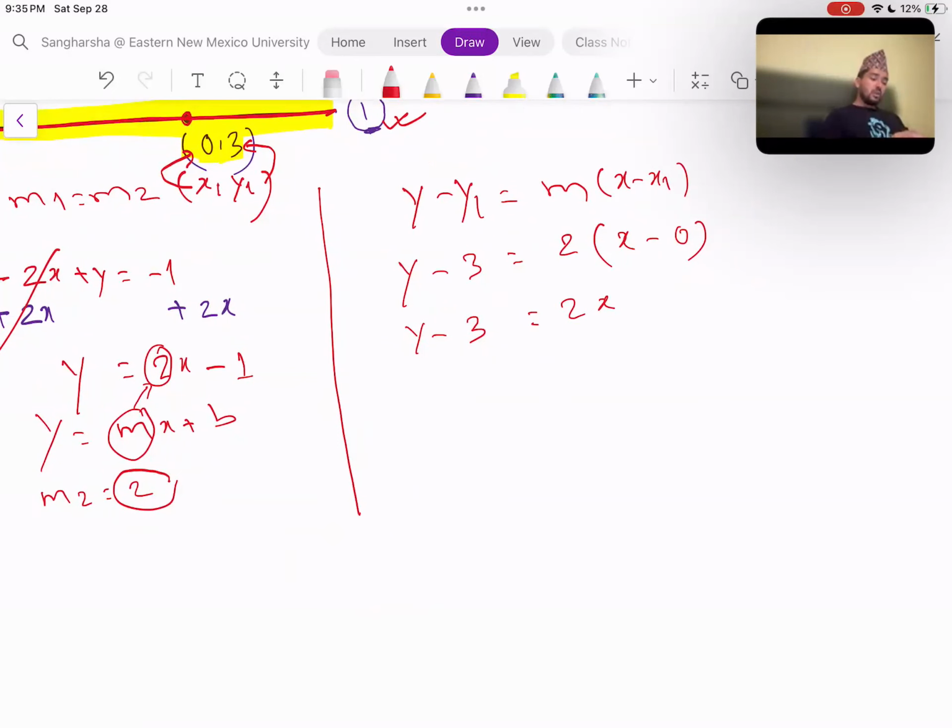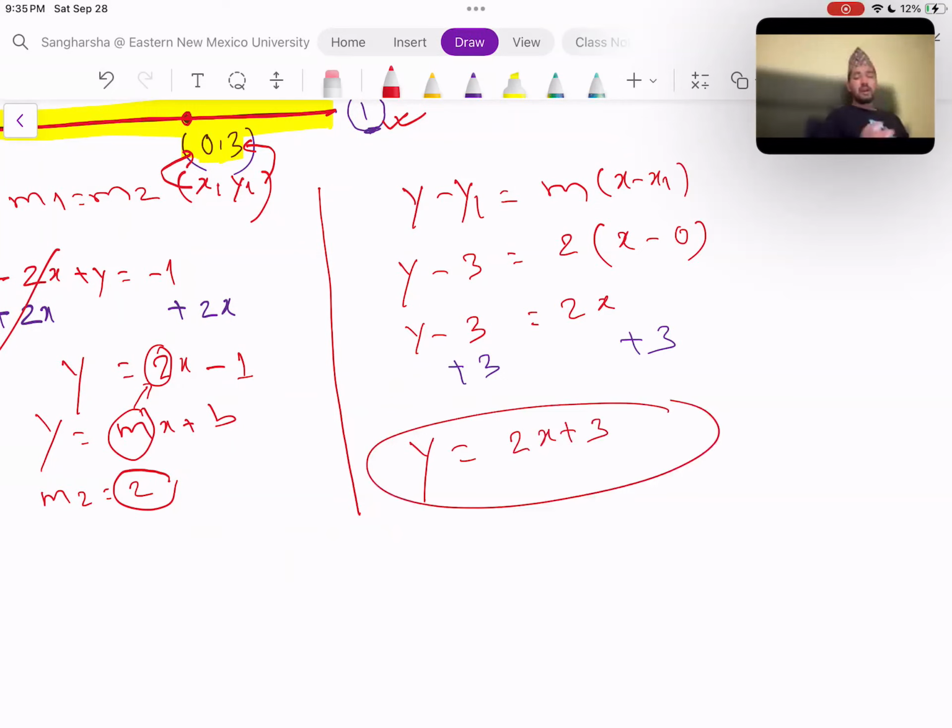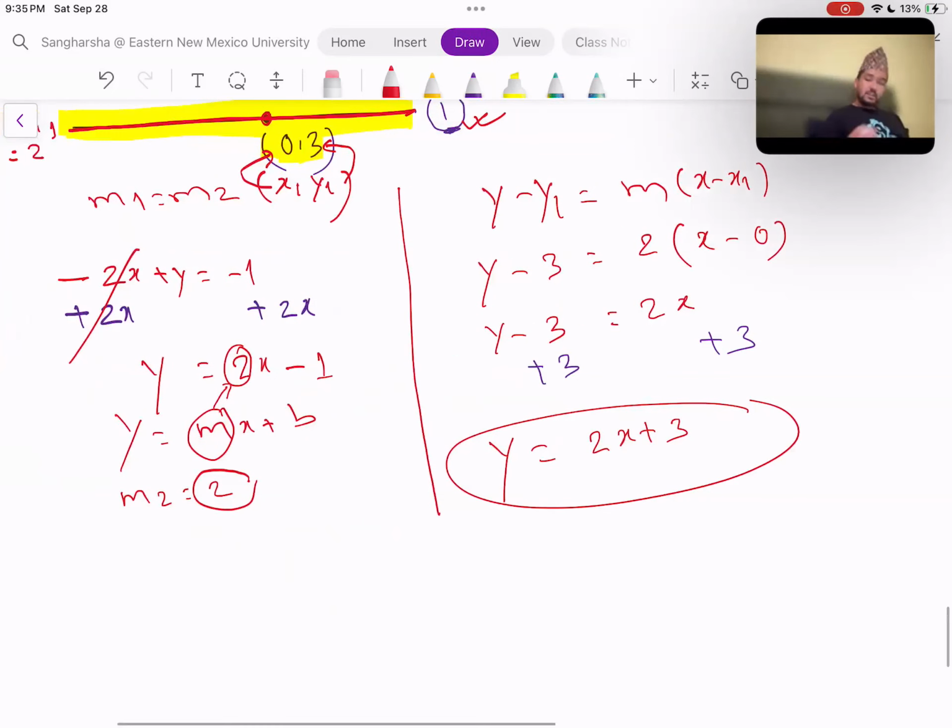You are always solving for y for every equation of a line. So you add 3 on both sides. So we have y equals 2x plus 3, and this is the final answer. Does anyone have a question? Okay, good. Now let's see what we have next.